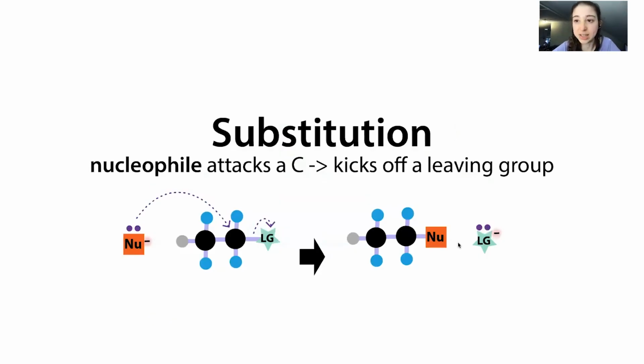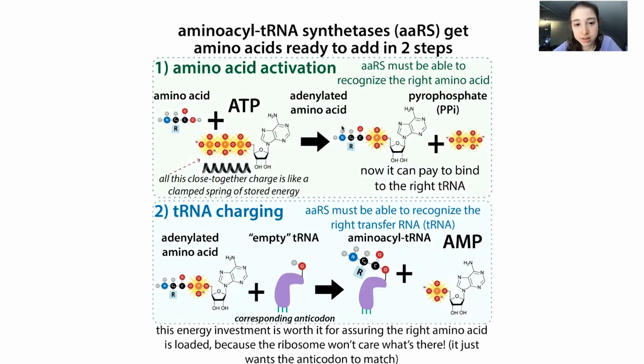So you want to have a good leaving group. Carbon can only form 4 bonds. If you try to form another bond to it, you're going to have to kick something else off. The thing you kick off is your leaving group, and you want a good leaving group in order for this to be a favorable reaction. It's a lot more favorable to kick off this AMP than it would be to kick off just this hydroxyl. And so by adding this AMP, we are making this more favorable to get added on.